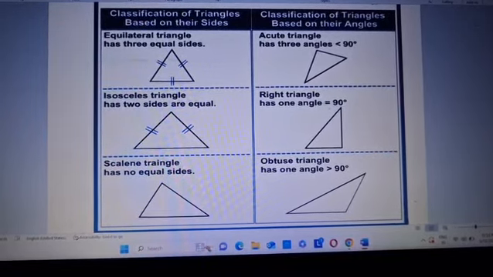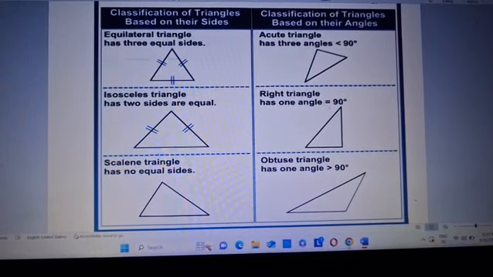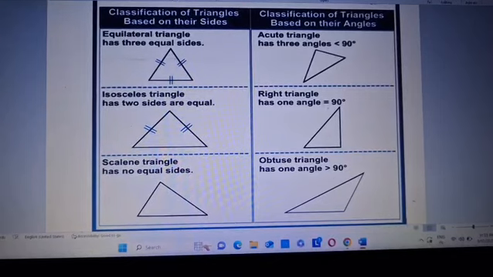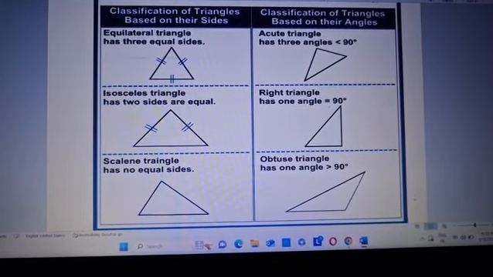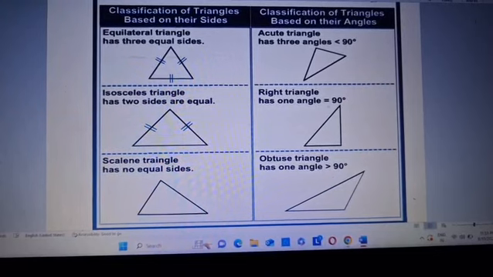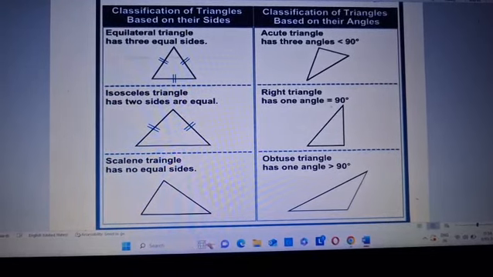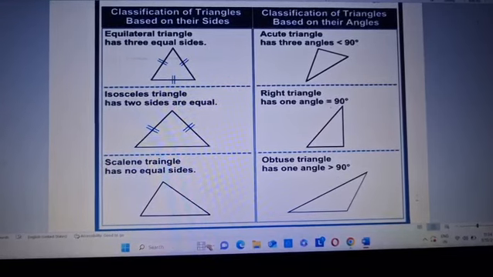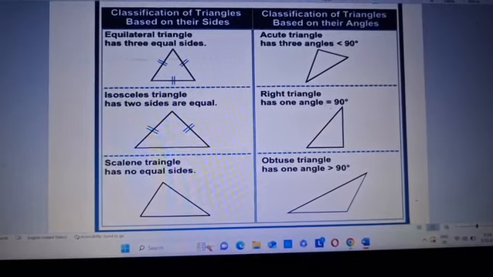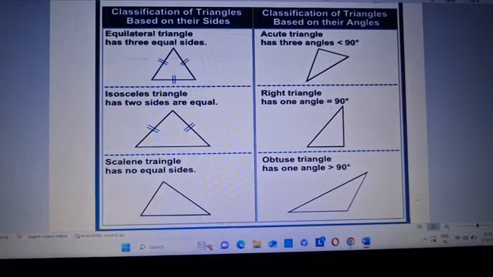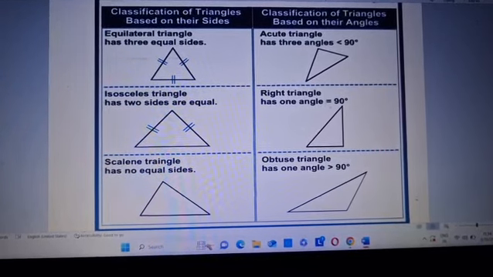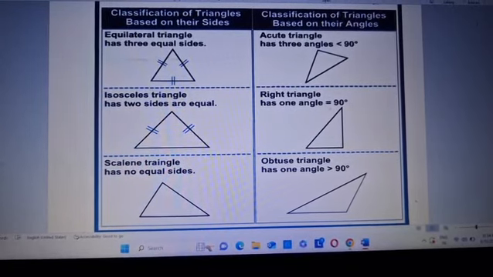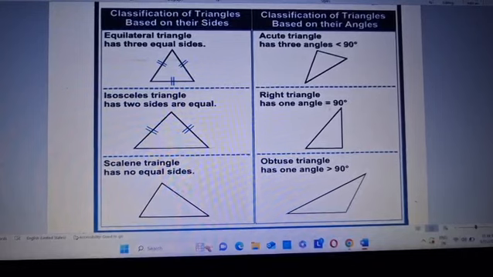On the basis of the length of the sides, triangles can be classified into three types: equilateral, isosceles, and scalene triangle. Equilateral triangle means a triangle whose three sides measure equal. Isosceles means a triangle whose two sides are equal to each other. And scalene triangle is a triangle which has no equal sides.